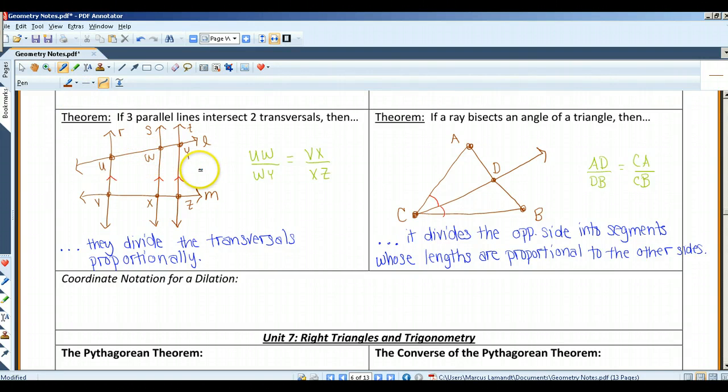There we go. So in this case, UW over WY equals VX over XZ. Also, if a ray bisects an angle of a triangle, then it divides the opposite sides into segments whose lengths are proportional to the lengths of the other two sides. So here I have a ray bisecting this angle. It's cutting this angle in half. So AD over DB equals CA over CB.